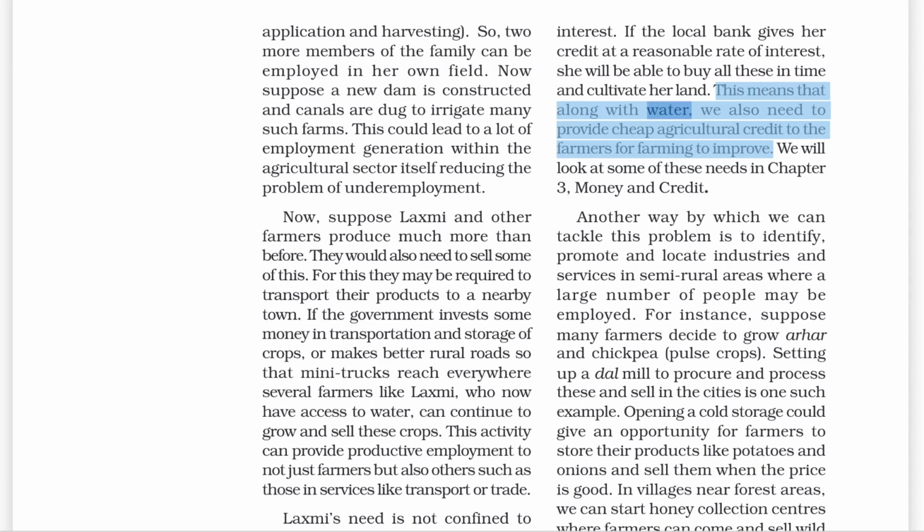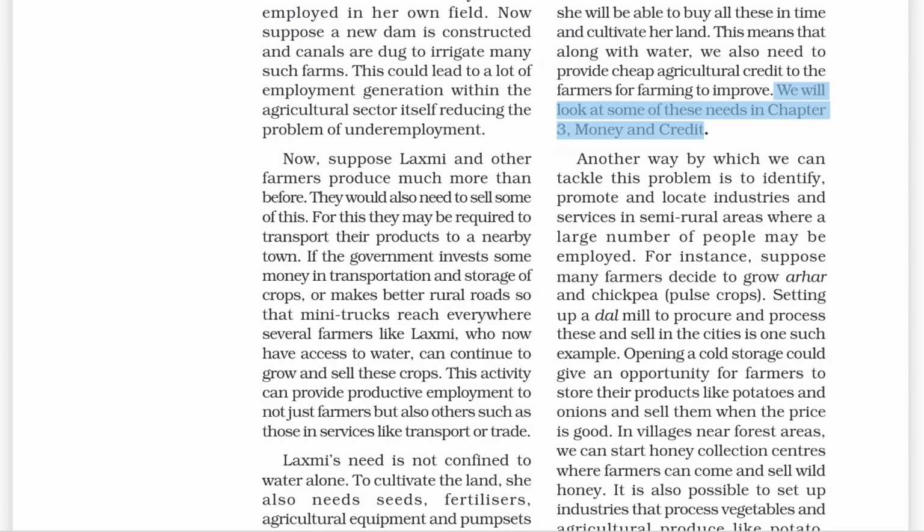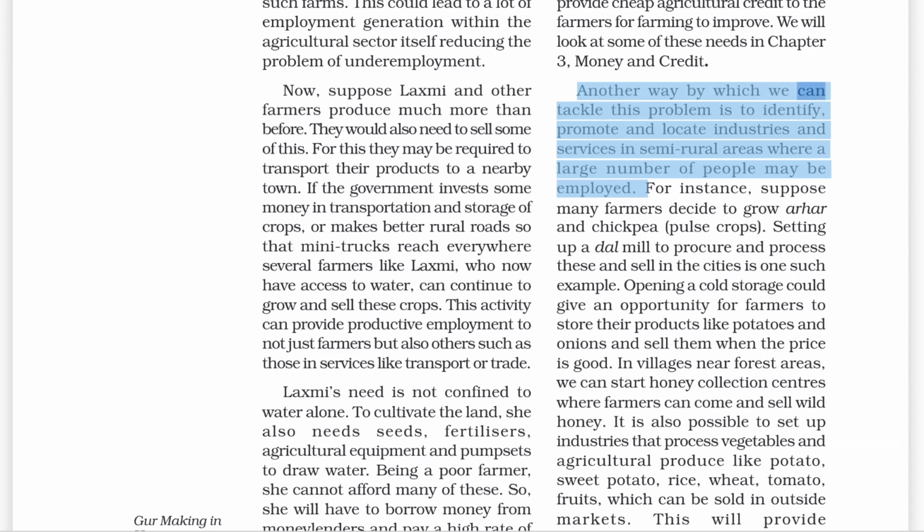This means that along with water, we also need to provide cheap agricultural credit to the farmers for farming to improve. We will look at some of these needs in Chapter 3, Money and Credit. Another way by which we can tackle this problem is to identify, promote, and locate industries and services in semi-rural areas where a large number of people may be employed.